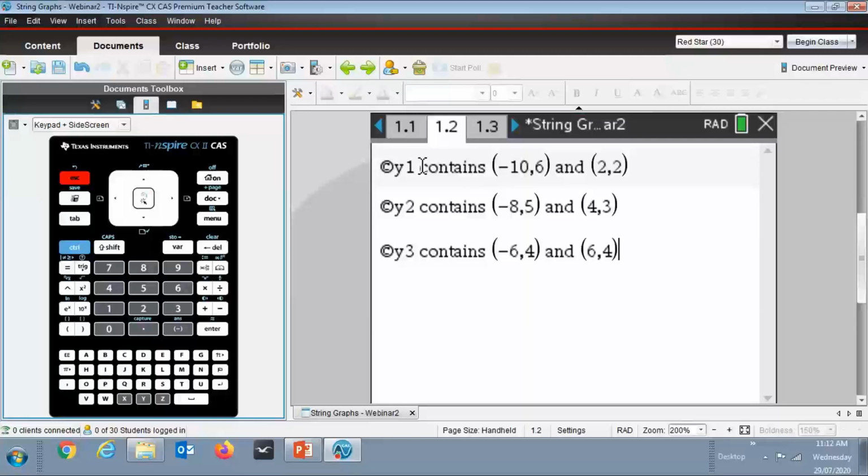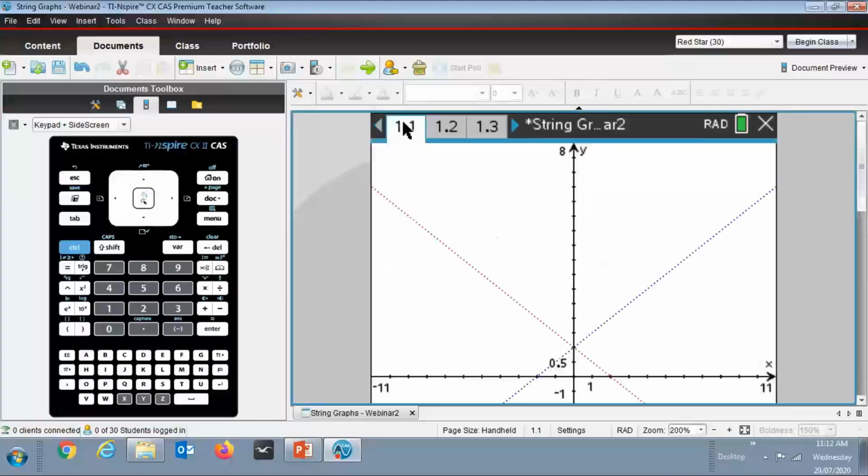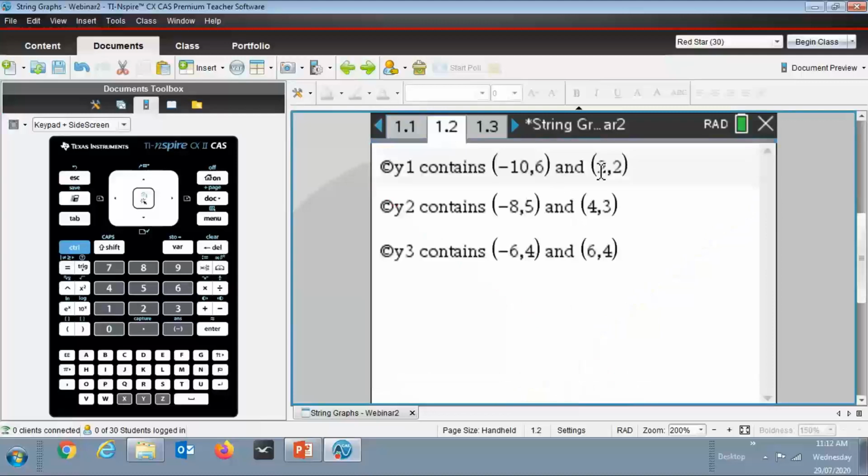Line 1, which I'm going to call Y1, contains this point, -10,6, and that's on this graph. That's up about here someplace, -10,6. And the point 2,2, which is on the blue line, y equals +1/2x. Notice that for all of these examples, the x-coordinate is even. That's so that when we take half of it, it stays as an integer. It's purely for convenience sake.